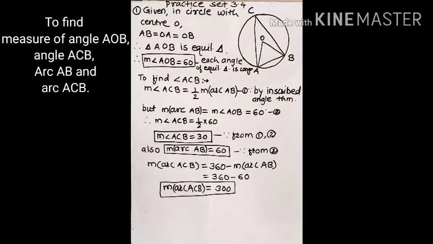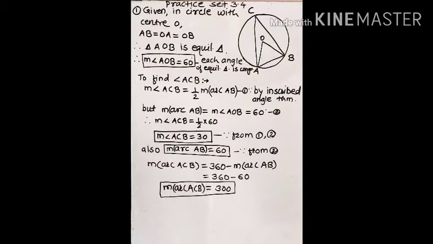Now let's move towards finding the measure of arc ACB. As we see in the figure, arc ACB is the major arc, and we find its measure by the formula: measure of arc ACB is equal to 360 minus measure of arc AB. We have the measure of arc AB as 60, so 360 minus 60 gives the measure of arc ACB as 300 degrees. That's it. Note it down in your book.